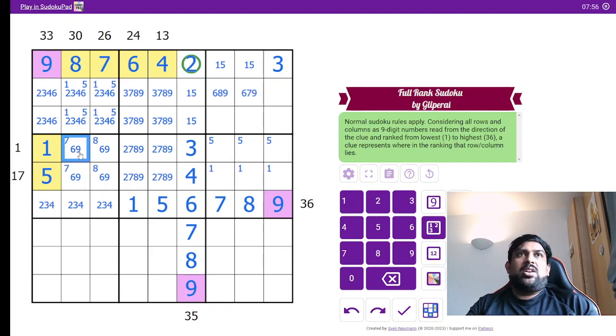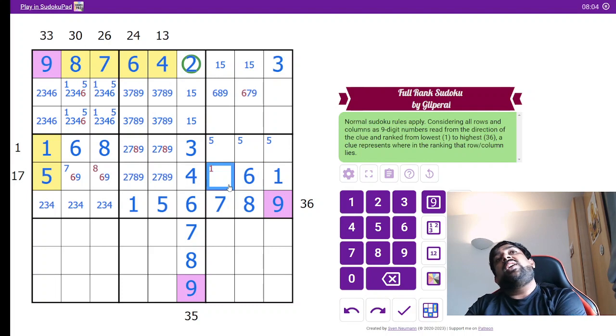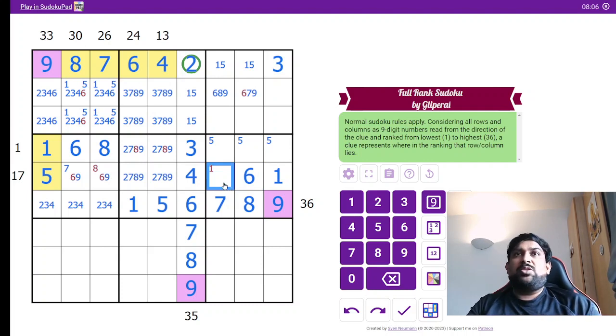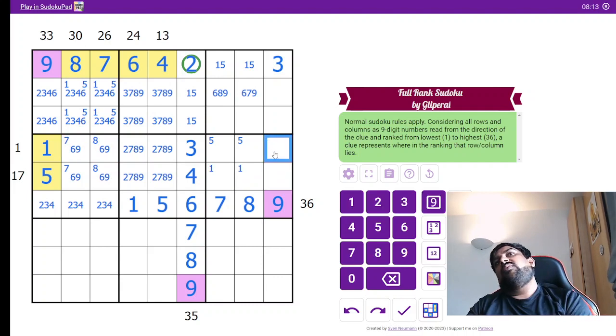So let me just work it out. Let's suppose this is 168. So if here we have a 1, then even if the next digit is 6, then we cannot have 8 or bigger as the next digit, which makes it smaller, and hence the whole process falls apart. So we cannot have a 1 or a 5. That's what the learning is.